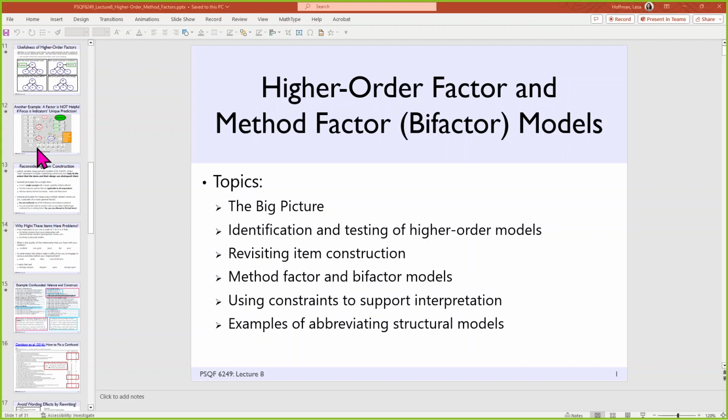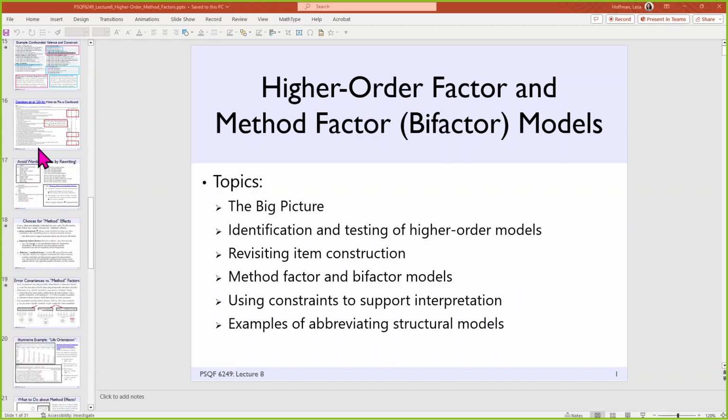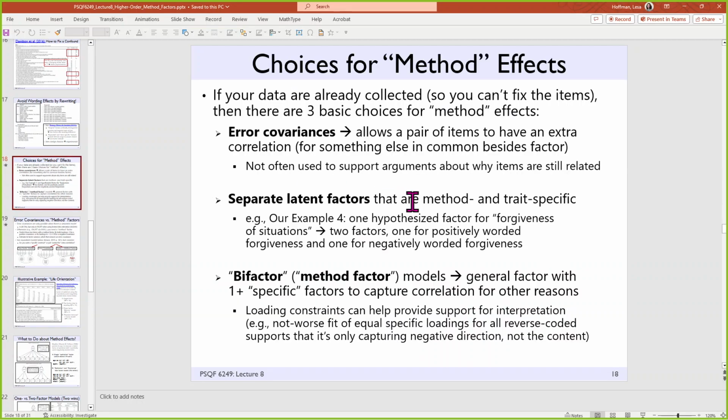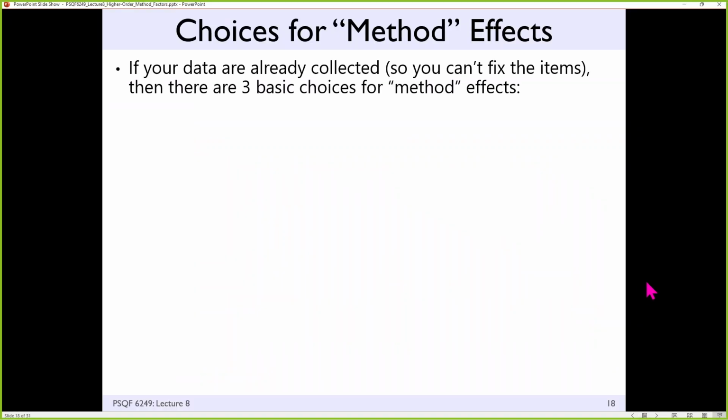Then we were in lecture 8 last time talking about higher order factor models and broken items and stuff like that, and how to fix broken items. So I wanted to pick up on slide 18 and talk about method factors and specific factors as a way to capture unintended multidimensionality. So that's where we'll be. Lecture 8, slide 18.